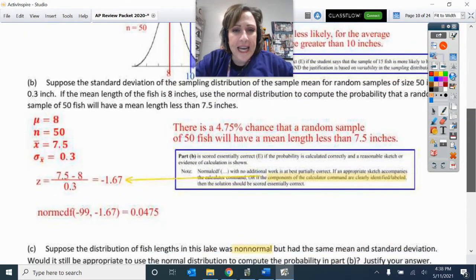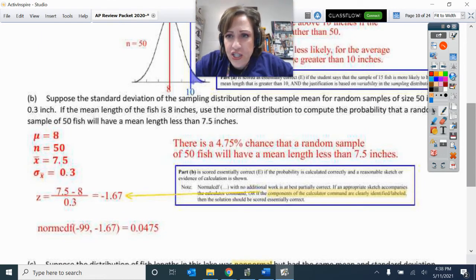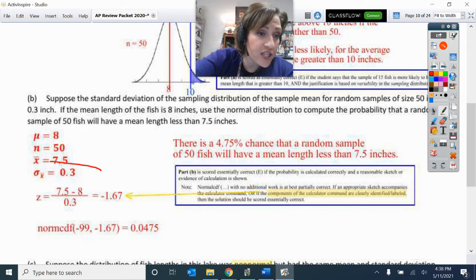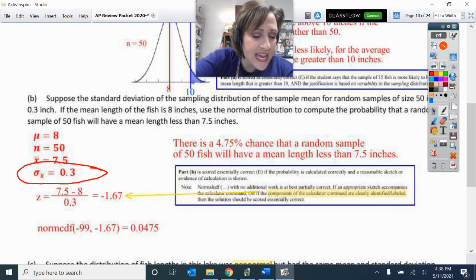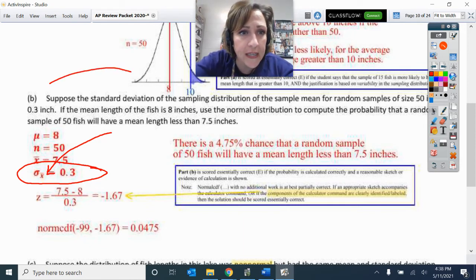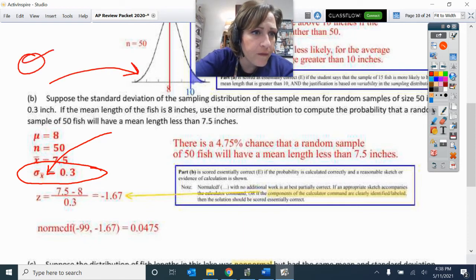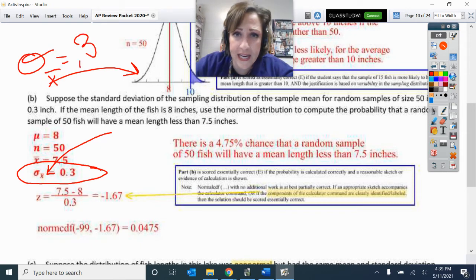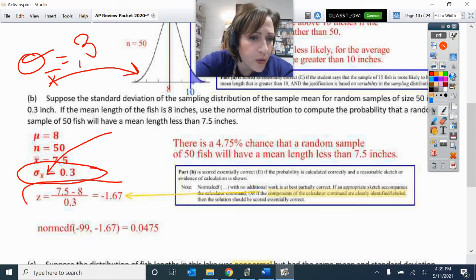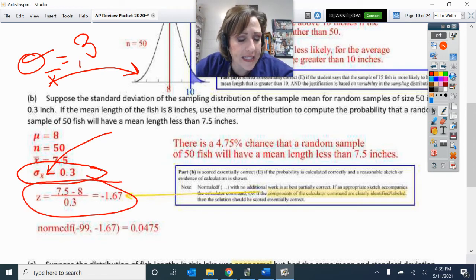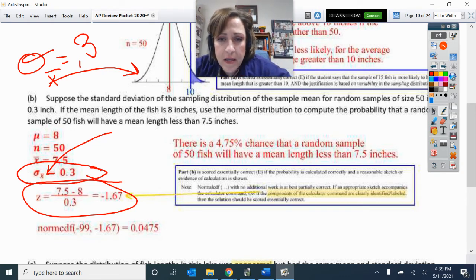Next. Now, suppose the standard deviation for random samples of size 50 is 0.3. So they are saying the standard deviation for these X bars is 0.3. Okay? So then you just do this here. X minus the mean over the standard deviation. Now look here. So there is a 4.75% chance that the random sample of 50 fish will have an average less than 7.5 inches.